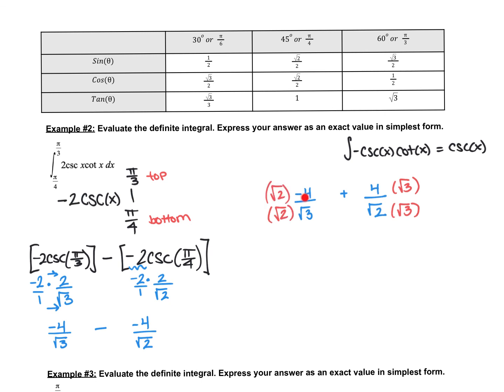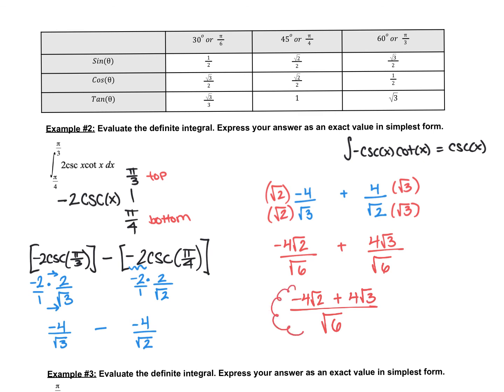So radical 2 times negative 4 is simply negative 4 radical 2. And then the bottom, rad 2 times rad 3, you can multiply those and get rad 6. And then the tops here, 4 times radical 3 is simply 4 radical 3. And the bottoms, rad 2 times rad 3, which again is rad 6. So we can add fractions as long as their denominators are the same. So we keep one denominator and simply add the tops. Only we can't add them because they don't have like radicals. So we get to leave our final answer like this.